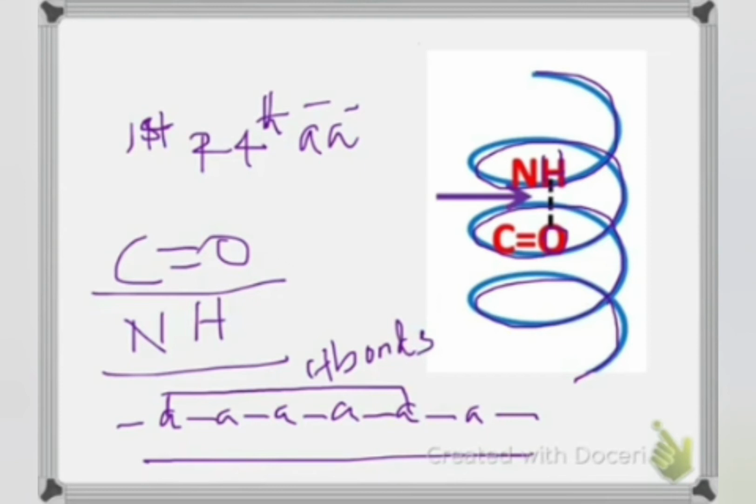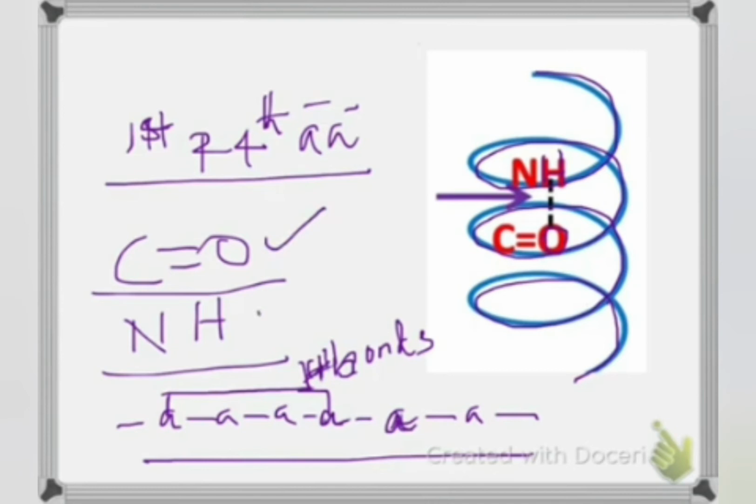First and fourth forming the hydrogen bonds. So in alpha helix, the hydrogen bond is formed between the first and fourth amino acid, that involves the carbonyl oxygen and the amide nitrogen. By these hydrogen bonds, these alpha helices are stabilized.